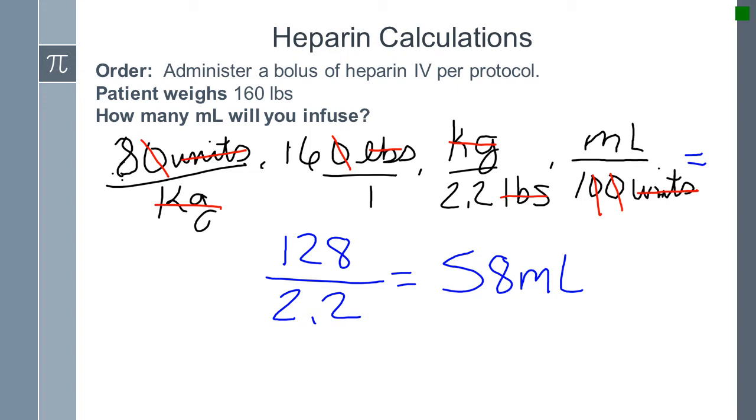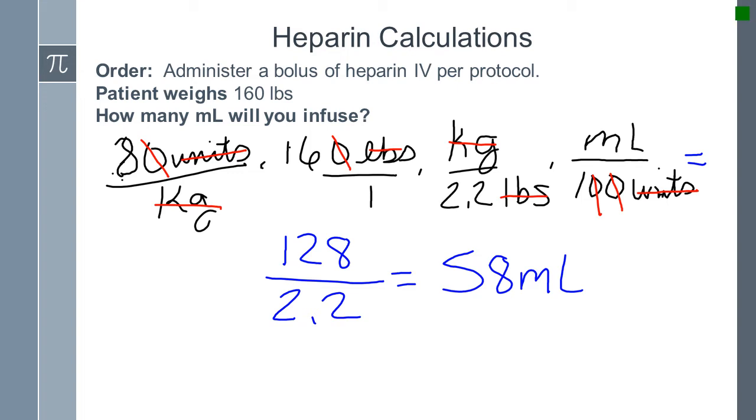So we want to make sure that everything cancels out just like before. Our units cancel, our pounds cancel, our kilograms cancel, and so we're left with milliliters, which is what we want because we want to know how many milliliters we're going to infuse. I'm going to take out zeros. There's a 0 on top, 1 on bottom, 1 on top, 1 on bottom. That's just going to make my math a whole lot easier.